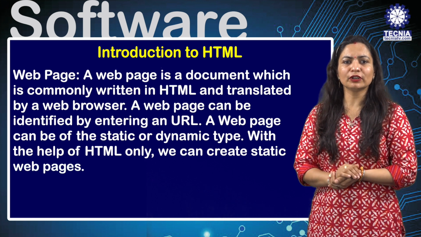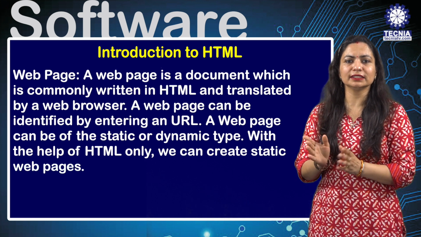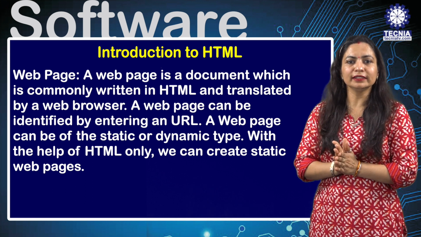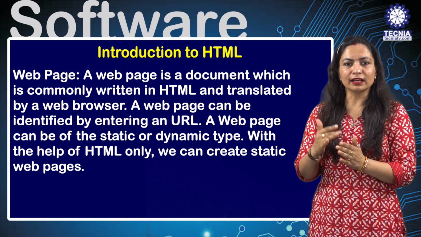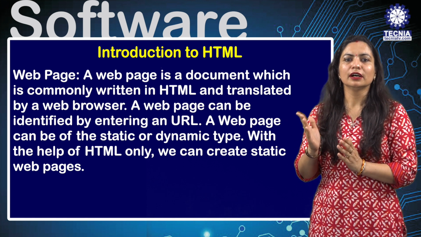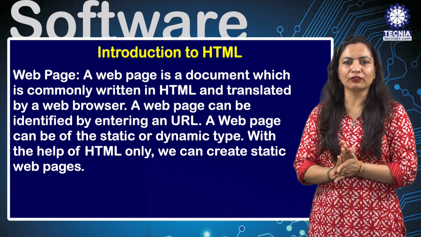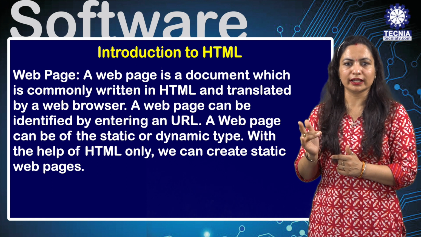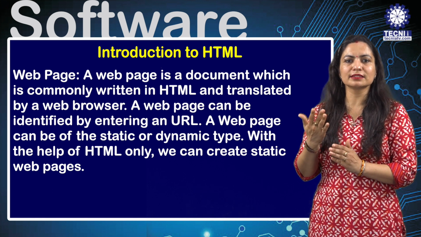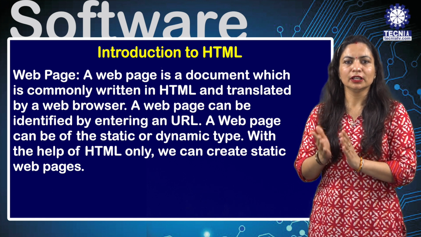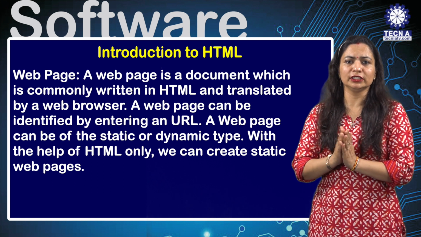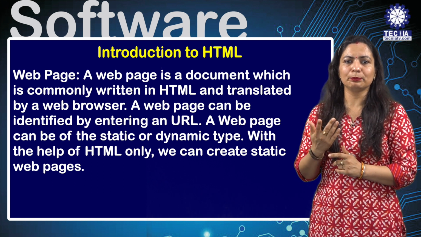Now, let us discuss what is a web page. A web page is a document which is commonly written in HTML and translated by a web browser. A web page can be identified by entering its URL. A web page can be a static or a dynamic type. With the help of HTML only, we can create static web pages.